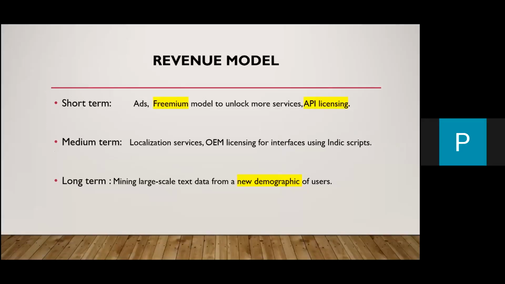users. These users have not used mobiles before. They use Indic scripts for writing. Now they will use Indic scripts for typing. And we provide the interface for them. And that data, therefore, is now a new kind of data set. And we now mine that to understand what these users need.